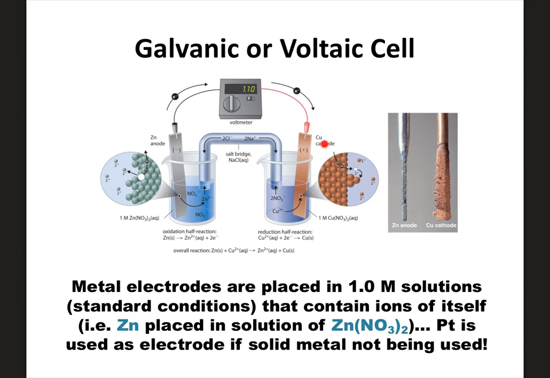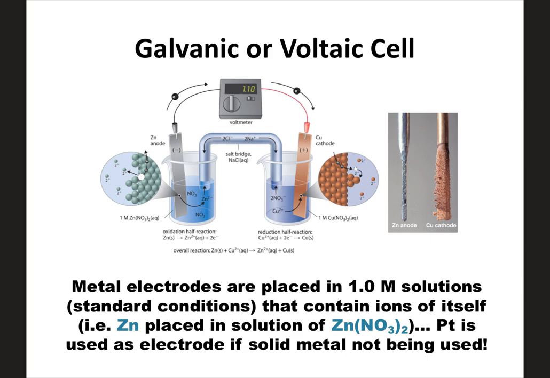If you have a copper metal electrode here and it's going to be reduced from Cu2+, you need a 1 molar solution of Cu2+ ions here. So essentially, it's going to be in a 1 molar solution of copper(II) nitrate here. So that's a very important idea to understand.